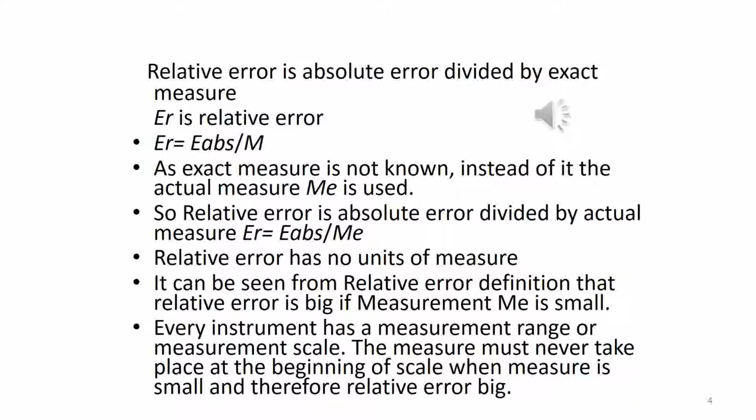It can be seen from the relative error definition that relative error is big if measurement ME is small. Every instrument has a measurement range or measurement scale. The measure must never take place at the beginning of scale, when measure is small and therefore relative error big.